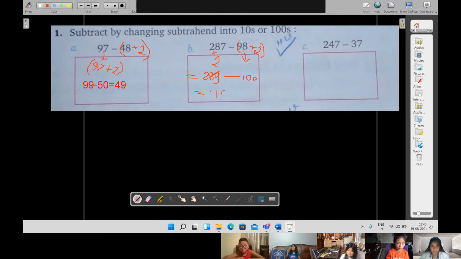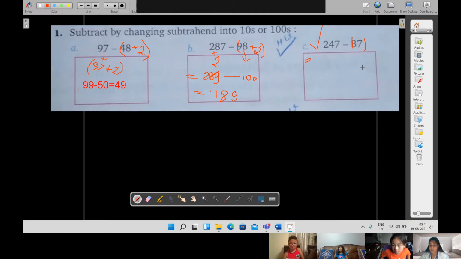It becomes 189. So can you solve this question? Tell me what we have to add here. Firstly, you add 3 more to become 40. Yes, to make 40, we have to add 3. Okay. You know that if you add 3 here, you have to add here also 3.